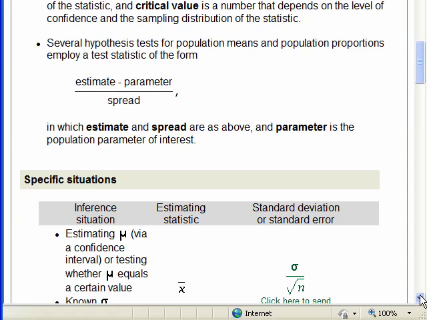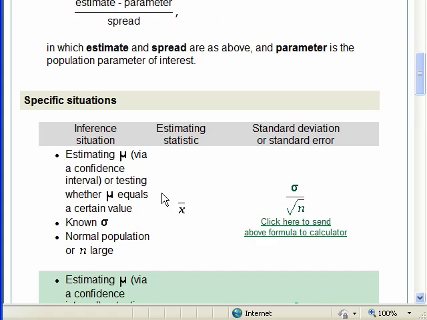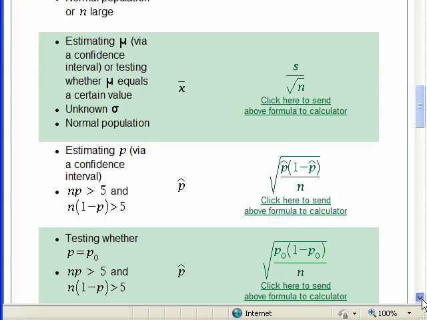So you can almost think of the formula for finding the confidence interval as X bar plus or minus the critical value times the spread. That's in the case if we were estimating mu using a confidence interval, but in our case we're not estimating mu, we're estimating the difference of population proportions. So let's scroll down, but notice that's always going to be the general formula: this estimate plus or minus the critical value times the spread.